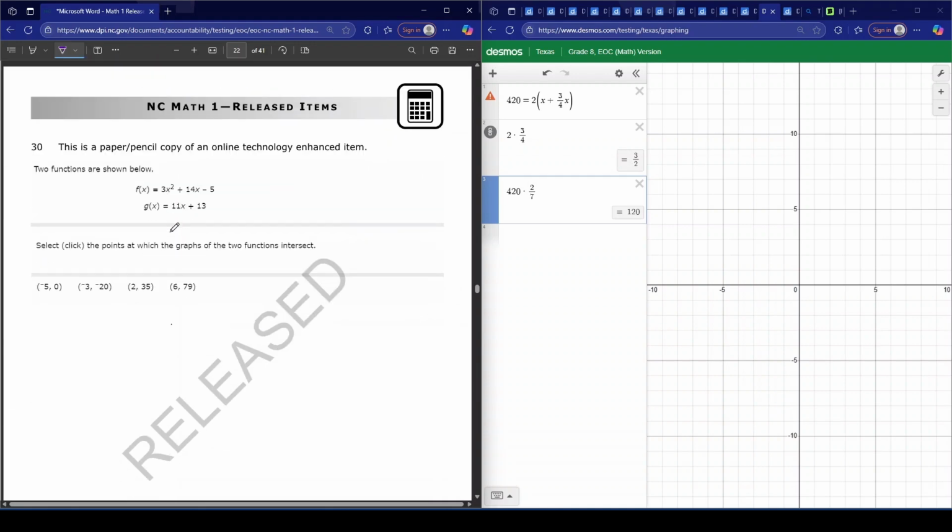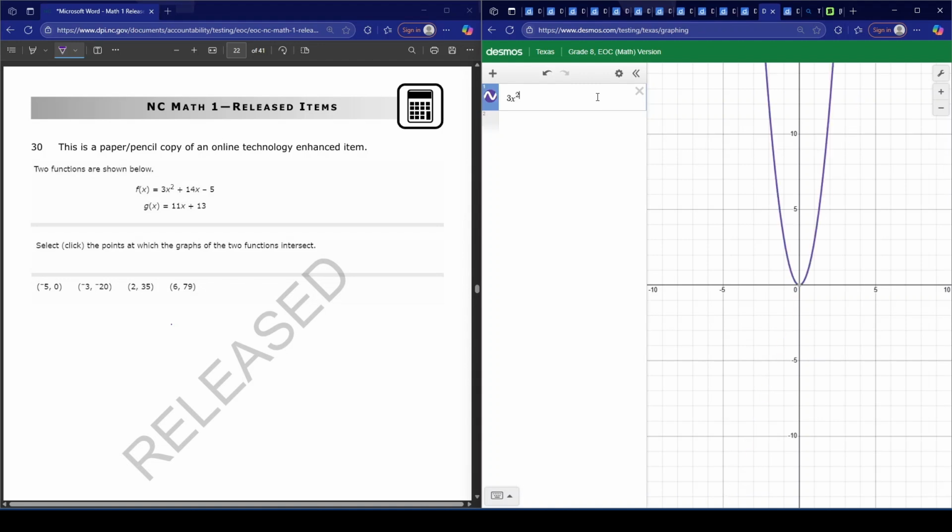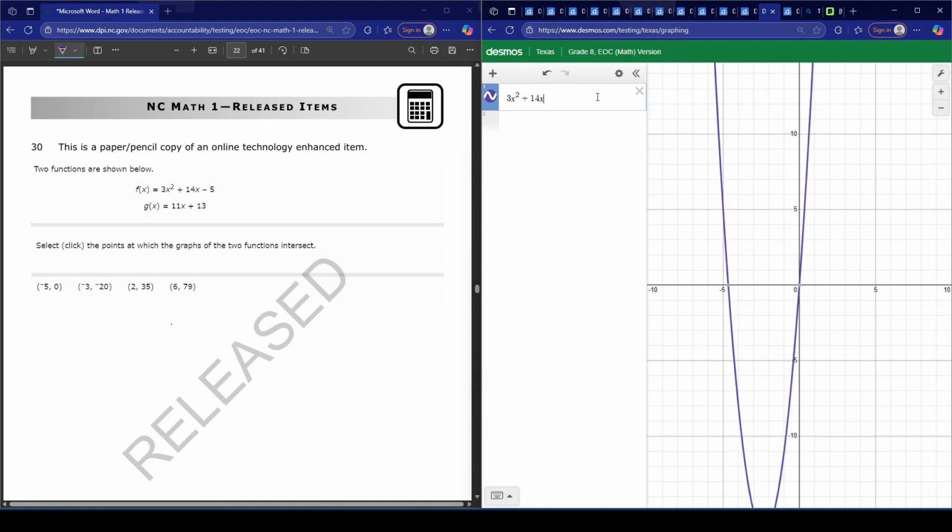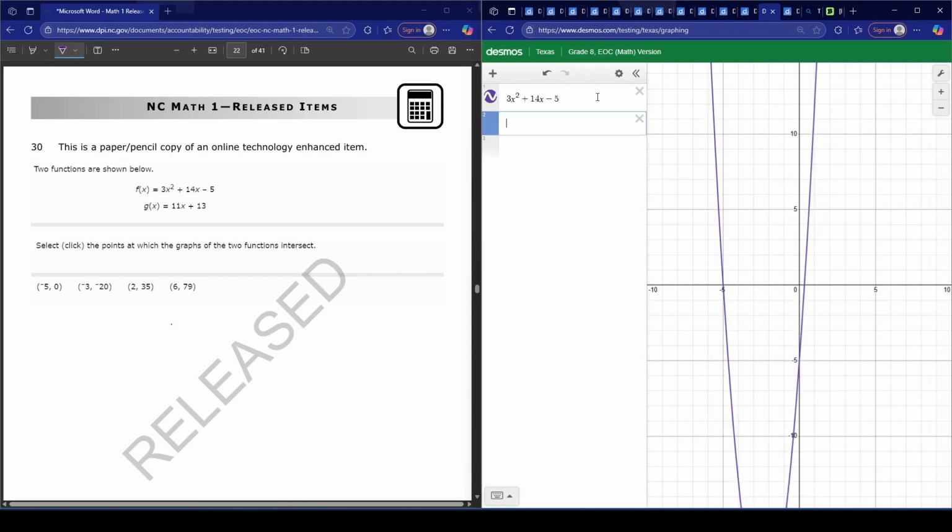All right. Question 30. This is a paper pencil copy of an online technology enhanced item. Two functions are shown below. Click the point at which the graphs of the two functions intersect. I don't know if it'll let you have a calculator for this section, but I assume so. It hasn't said anything about that. So let's just insert these two equations: 3x plus 14, x minus 5, 11x plus 13.